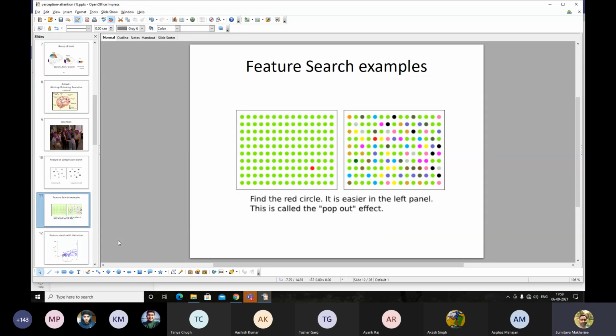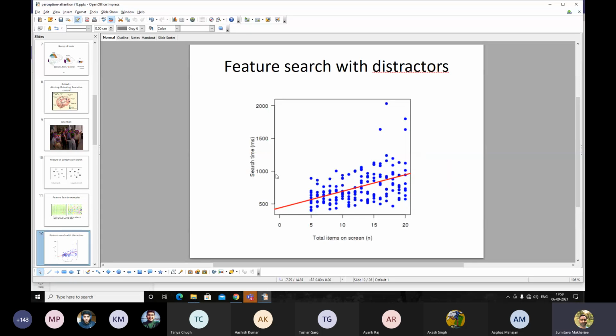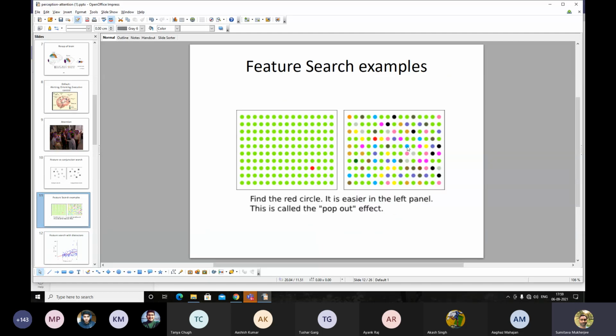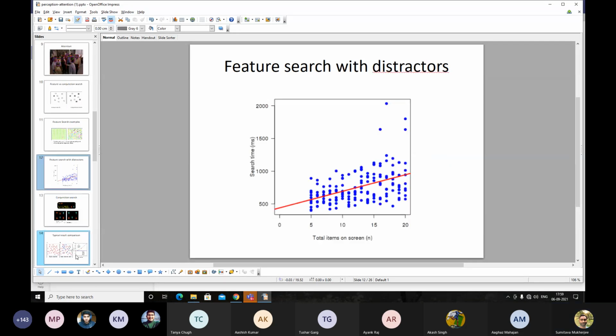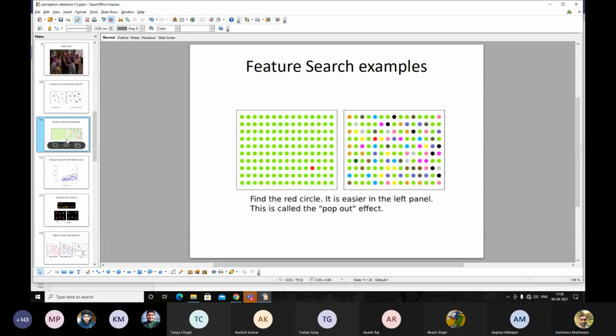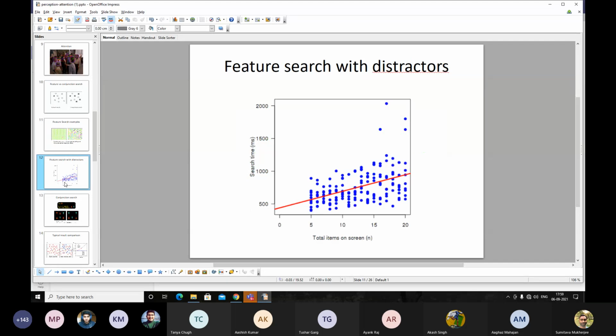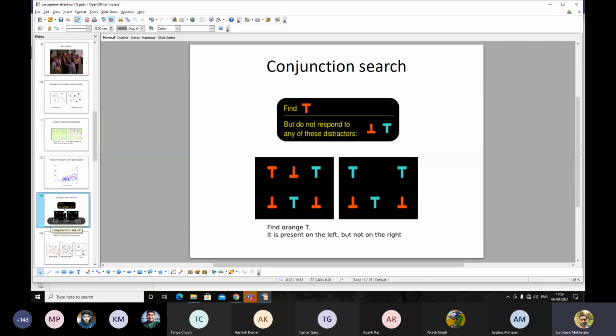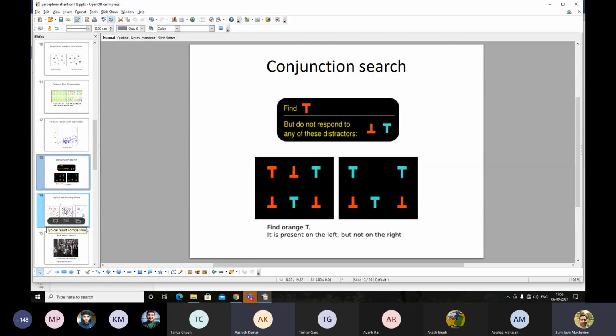But here it's not going to pop out. And if you have a distractor, then your search time linearly increases with the total number of items on the screen. So if you would have, let's say, 4 items, the time that's going to be required is going to be less compared to what is going to happen now. Now, any questions here? No question? All right. So the second thing is conjunction search.